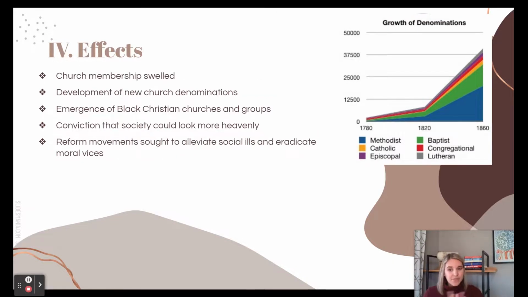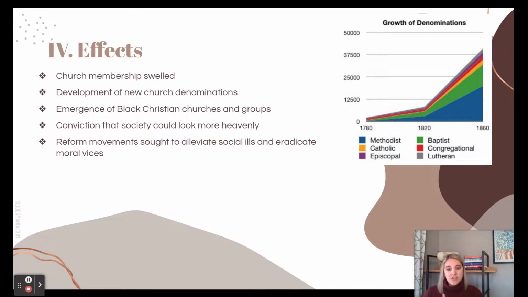Okay, so really briefly, the effects. This is going to be the absolute main concept of topic 4.11, but just to introduce it, we see church membership swelling. We see the development of new church denominations. As you can see in 1820, the rapid increase in the different denominations. We see the emergence of Black Christian churches and groups. So as we see more free Blacks being in the northern states, we see them forming their own community churches.